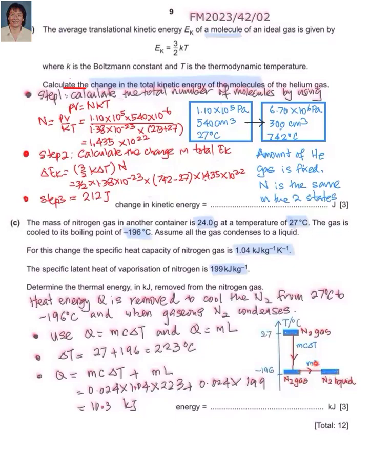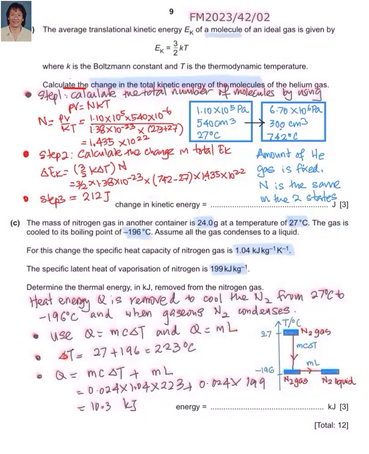So to do this question, which carries 3 marks, first you must say that the heat energy Q is removed to cool the nitrogen gas from 27 degrees Celsius to minus 196 degrees Celsius. And when gaseous nitrogen condenses, these are the 2 steps. So we have to use Q equals mc theta for this stage and Q equals ml for this stage.